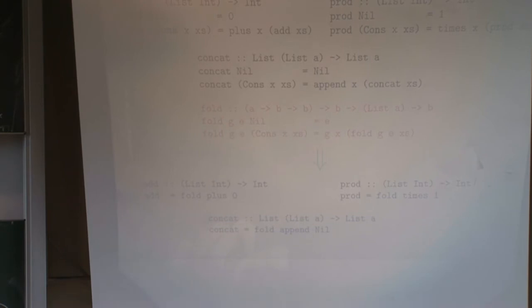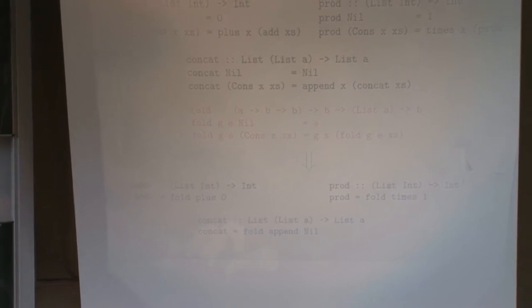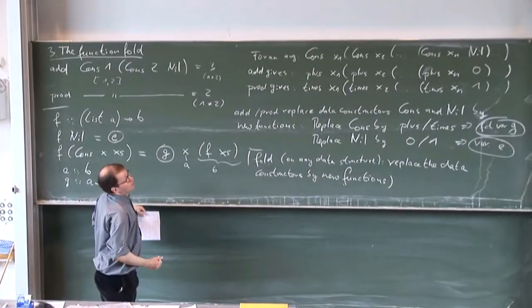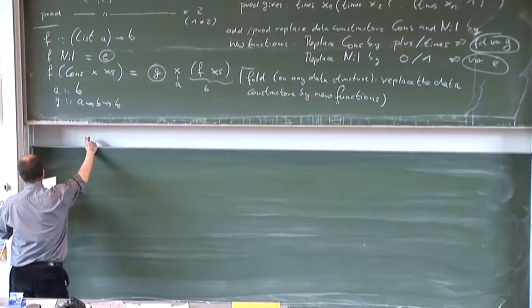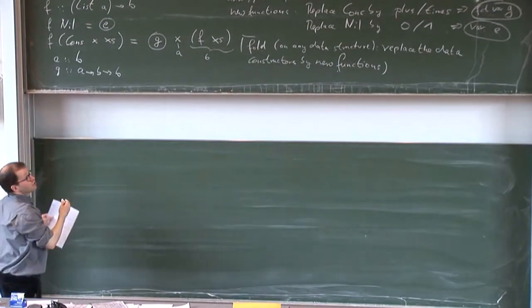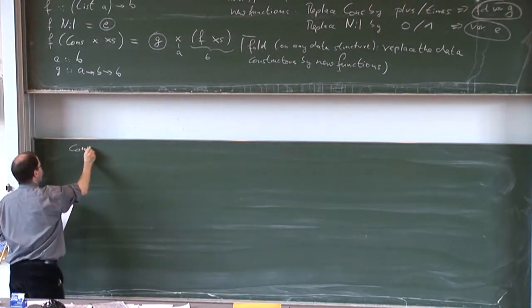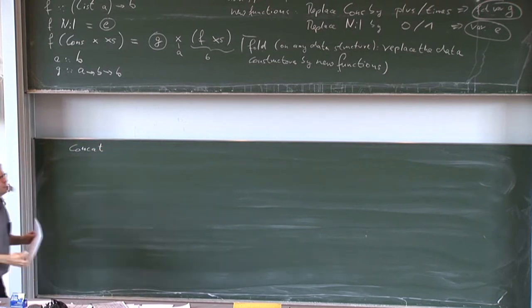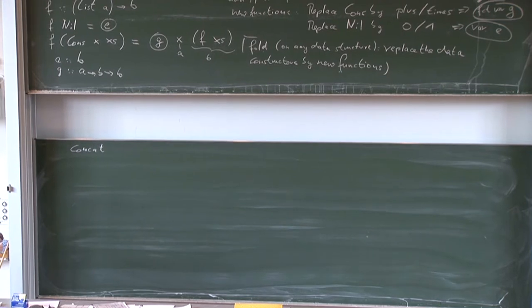And to give you one more example where to use fold for, I wrote down this concat algorithm as well. So concat really does something which looks completely different to what add and prod does. I mean, add and prod really look rather similar, but concat probably does not look so similar. So what this concat function should do, concat takes a list of lists and unites all these lists in the list.